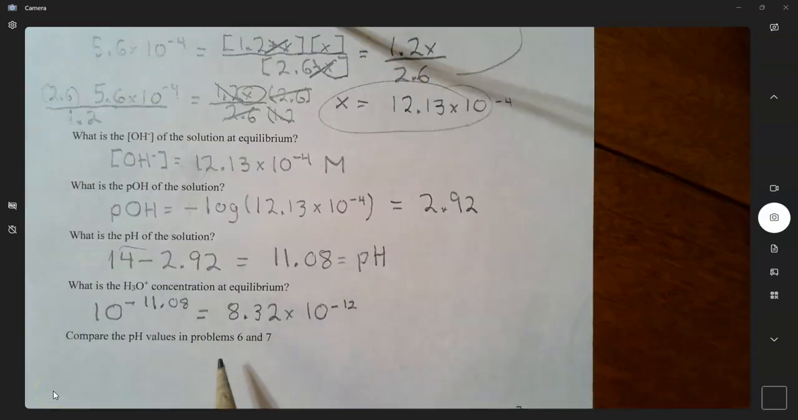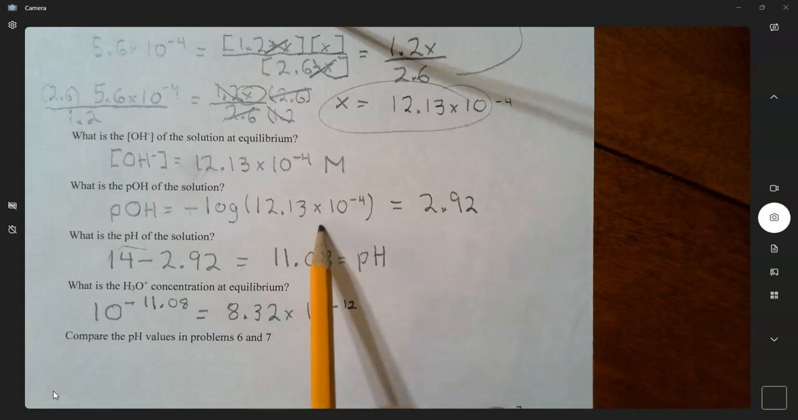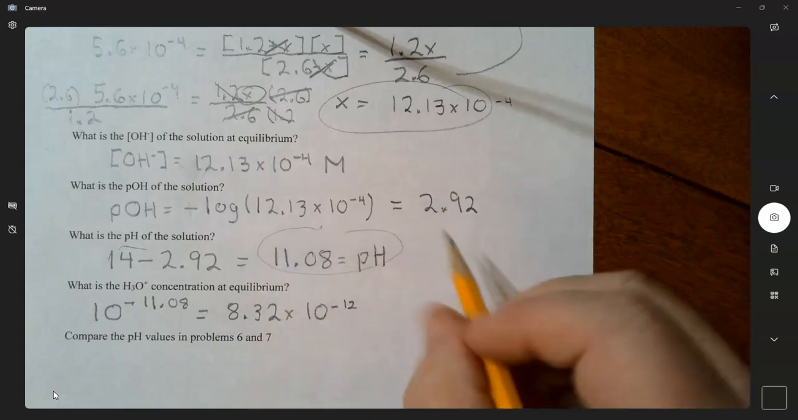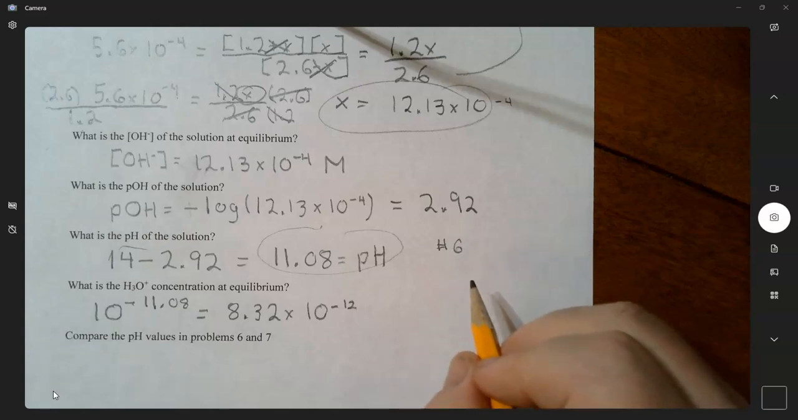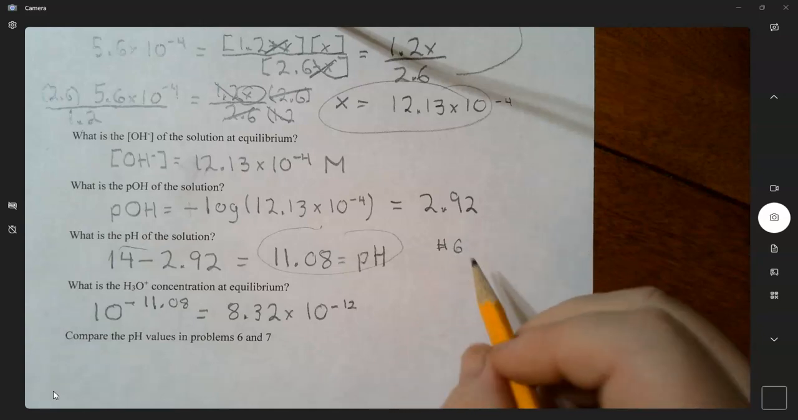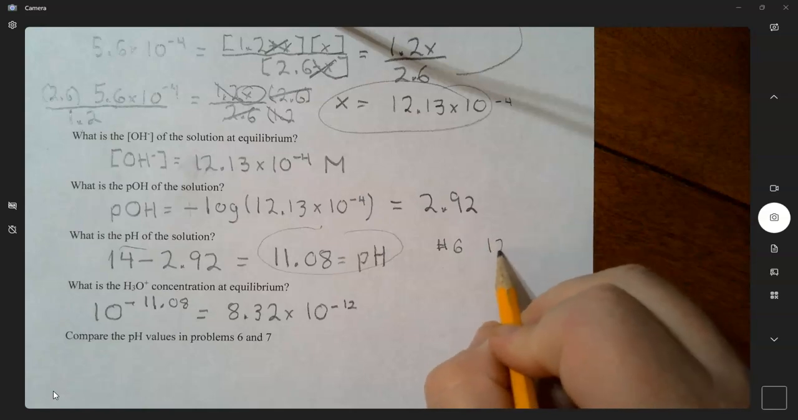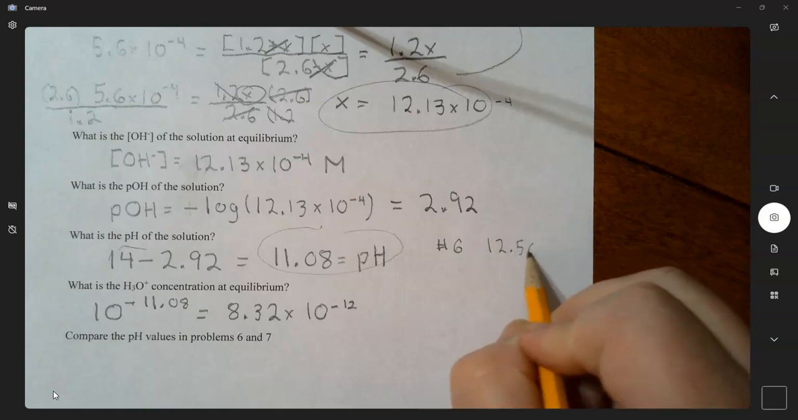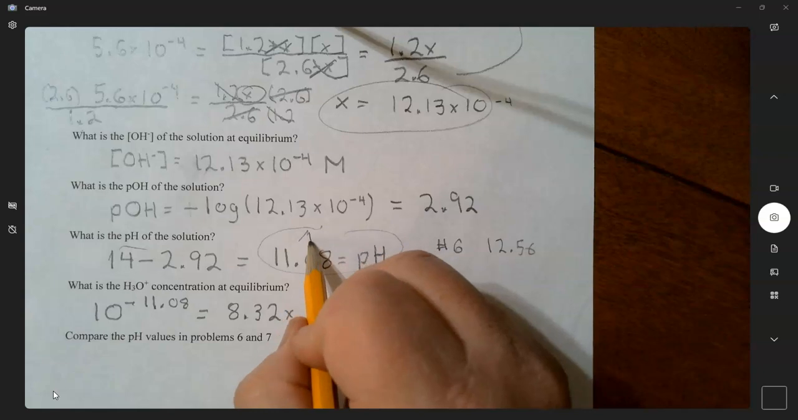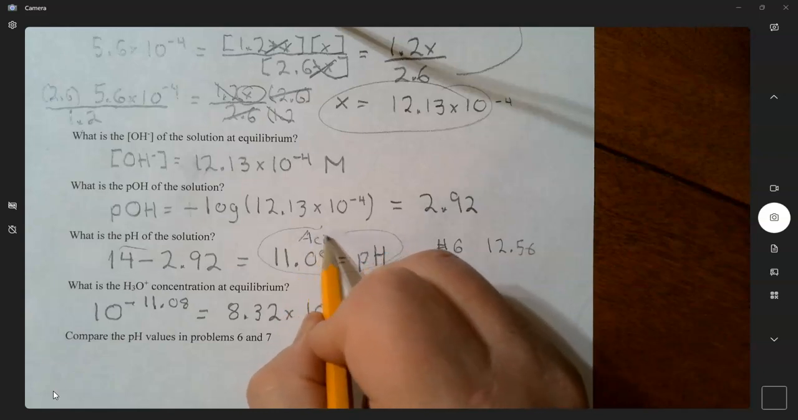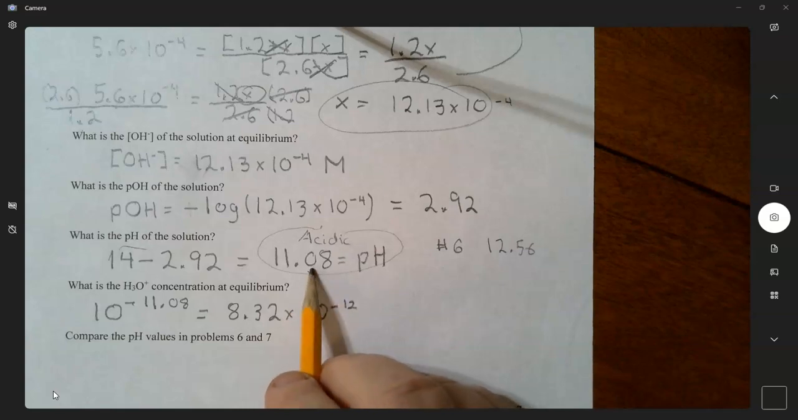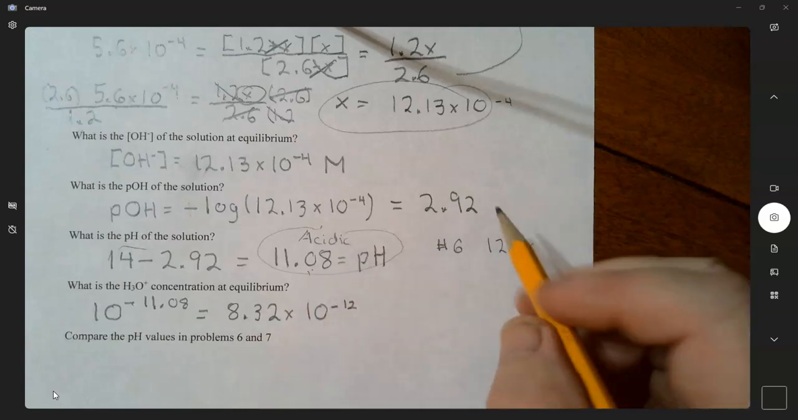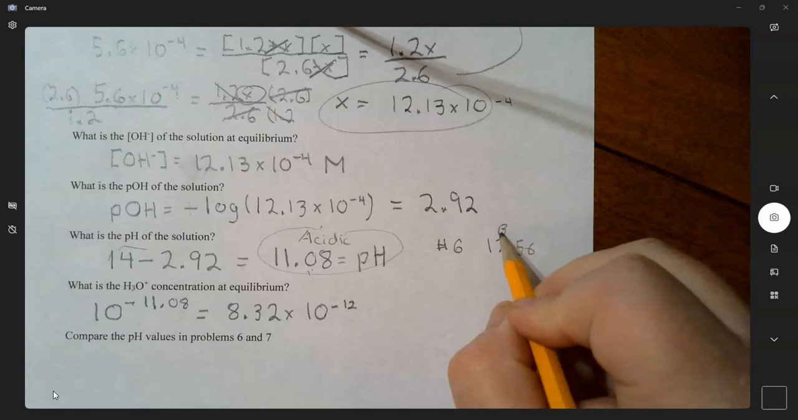Okay, so again, the question about how the pH compares in this problem, which is 11.08, and in problem number 6, the previous problem, it is 12.56. So this is more, it's still a base, don't get this confused. It's still more acidic. It's moving in the acidic direction, meaning lower than this. So this is more basic.